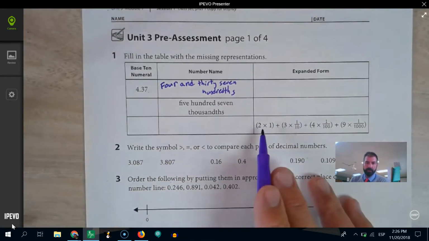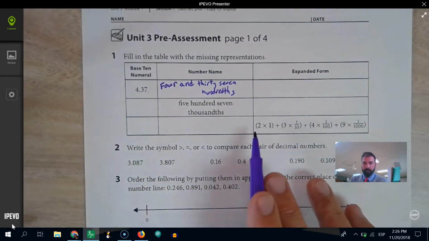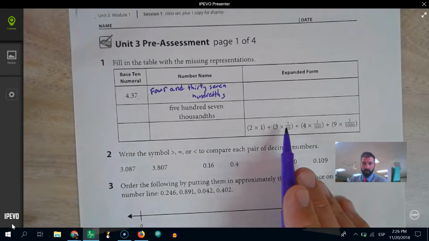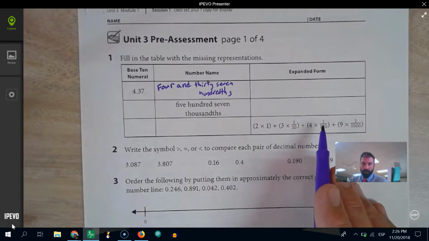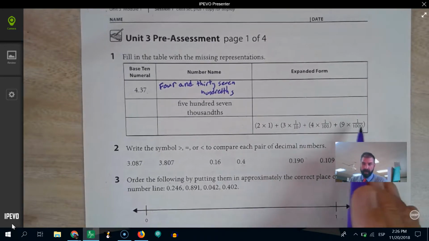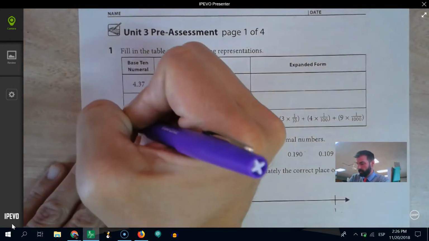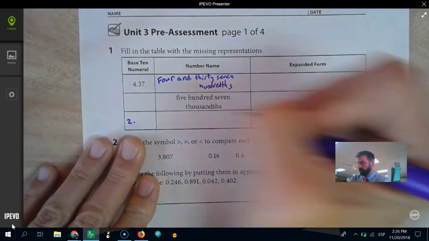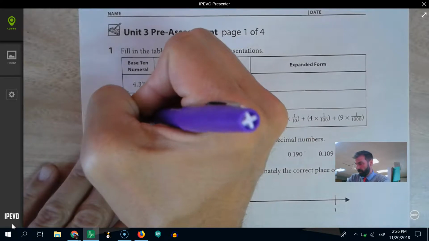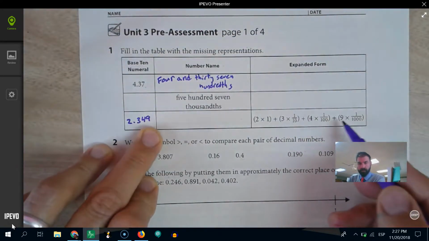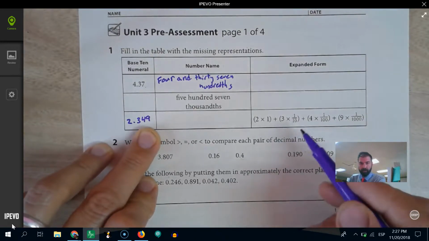So for example, over here, this is expanded form. So what this is saying is that 2 times 1, which is 2, plus 3 times 1/10, which is 3/10, plus 4 times 1/100th, plus 9 times 1/1000th, that all equals a number. And that number is 2 and 3/10, 4 100ths, 9 1,000ths altogether.